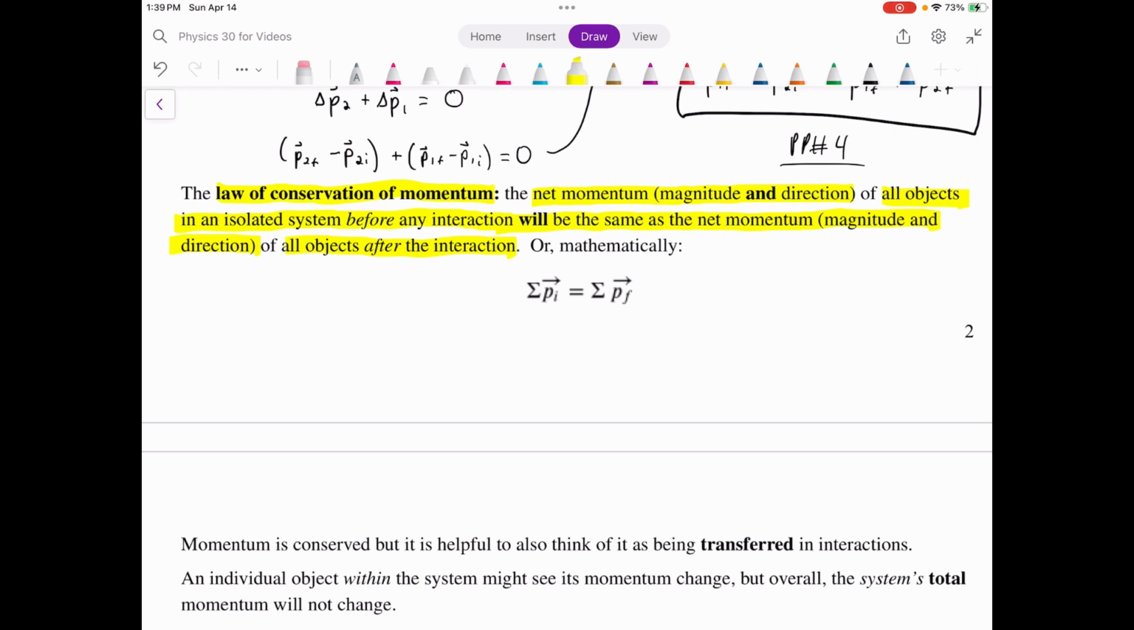Okay, so mathematically, how we would say that, this is the Greek letter sigma, it just means total, okay? Add all of the momentums up initially, so the total initial momentum will equal the total final momentum. That's the law of conservation of momentum. That is physics principle number 4. And that's where we're going to start for almost all calculations from here on out, okay?